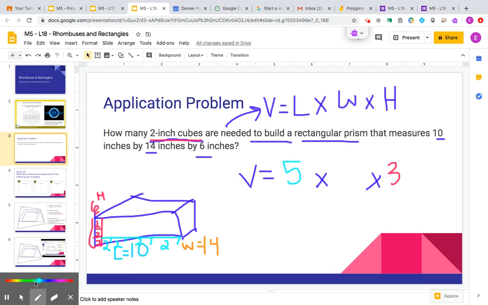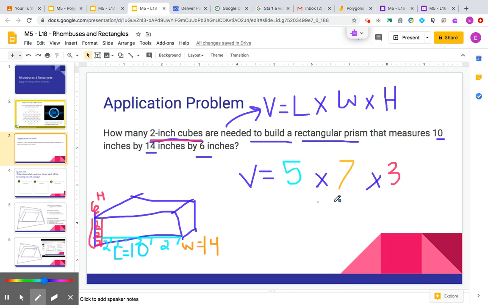And now let's take a look at my width. I had 14. It's going to be hard to draw this in here. Since I'm using 2-inch cubes, let's skip count by 2 till we get to 14 to figure out how many cubes I need. 2, 4, 6, 8, 10, 12, 14. That was 7 2-inch cubes.